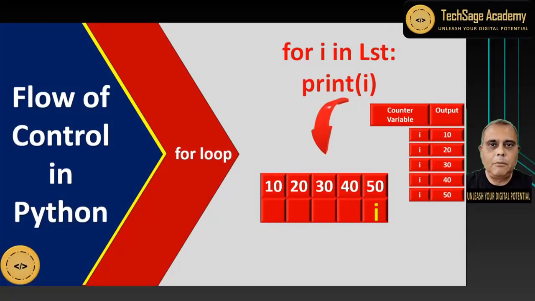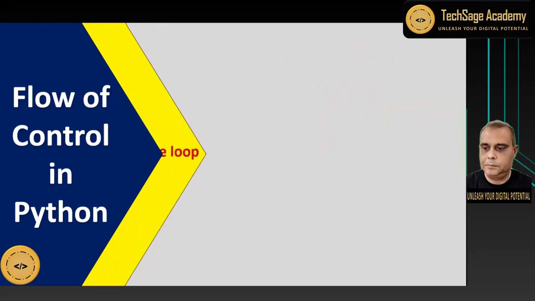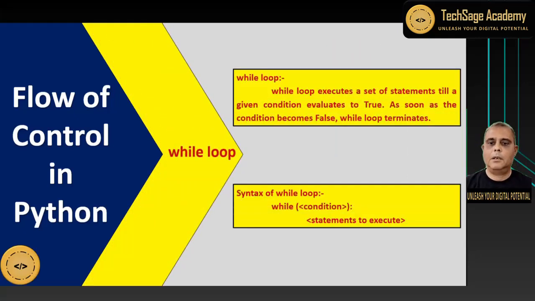Now the next type of loop that is available in Python is while loop. All the things that we have done with the help of for loop can be done with the help of while loop also. Let's see how while loop works. Now, while loop executes a set of statements until and unless a given condition is true. As soon as the condition becomes false, the loop terminates. This is how while loop works.